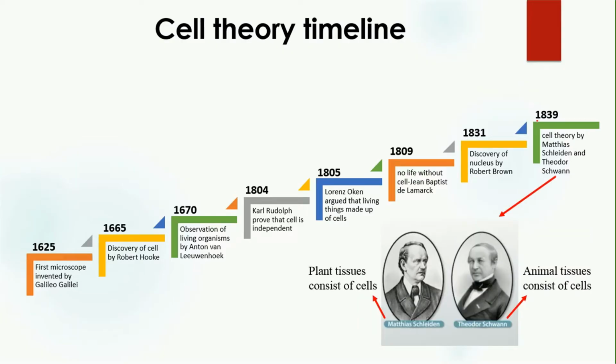Then finally in 1839, cell theory was proposed by Schleiden and Schwann. They both, working independently, came out with the cell theory. They discovered that a cell is made up of three basic parts: the nucleus, the fluid surrounding the nucleus, and the outer covering. Schwann established the idea that animal tissues consist of cells, while Schleiden established the idea that plant tissues consist of cells. So in this way they came up with a combined idea which we now know as the cell theory.